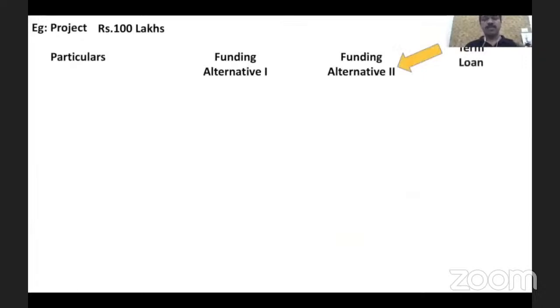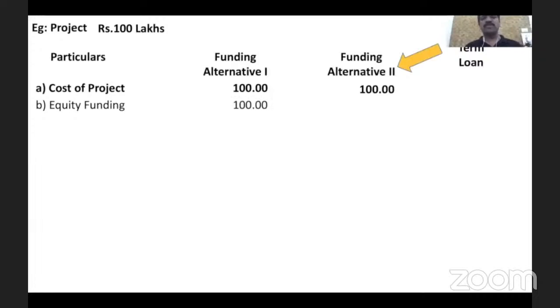So this is a scenario where I'm going to fund with a bank loan. What is the cost of the project? We know in both scenarios it is 100 lakhs. In the first scenario, I'm fully funding the project with my own money, so I say this is equity funding. Whereas in the second scenario, only a portion of the project is funded by me. That is, out of 100 lakhs, only 30 lakhs is funded by me. It means in the second scenario, I'm going for debt funding of 70 lakhs.